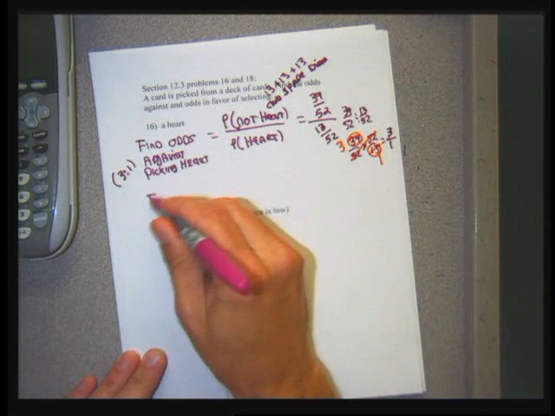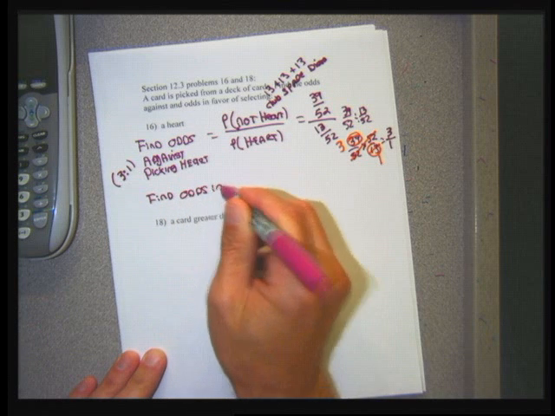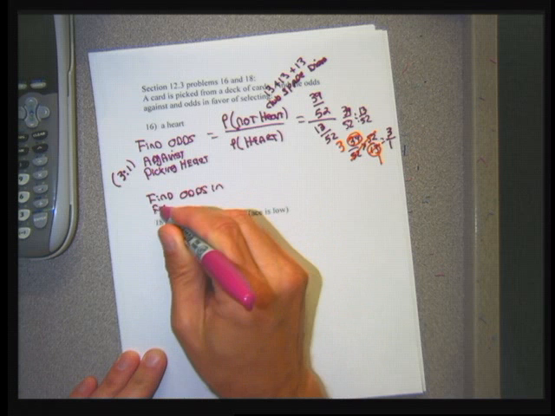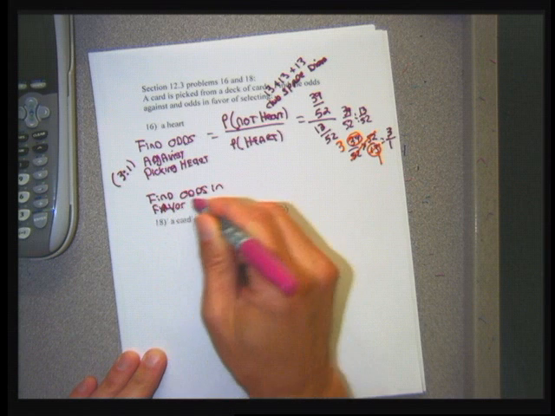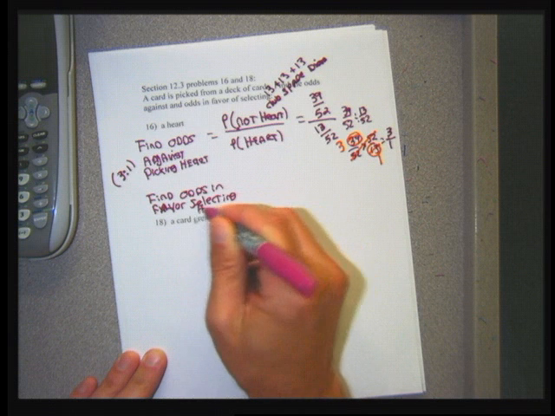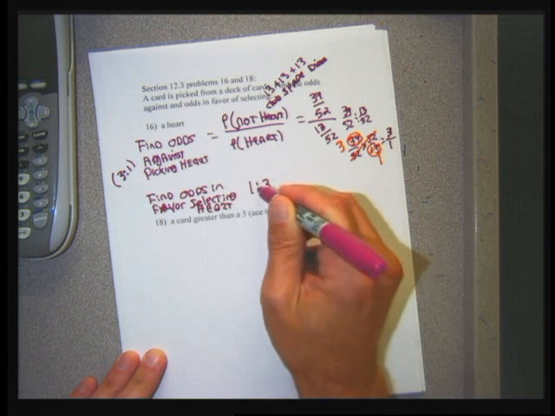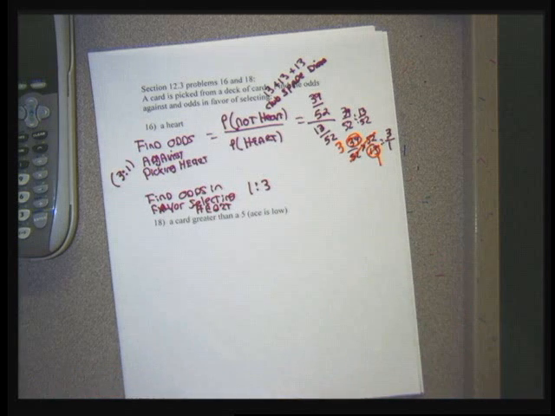And then the freebie, find the odds in favor of selecting a heart. I'm just going to reverse it. I could do the whole computation, but it's not necessary. The odds against and odds in favor are always just flips of each other.